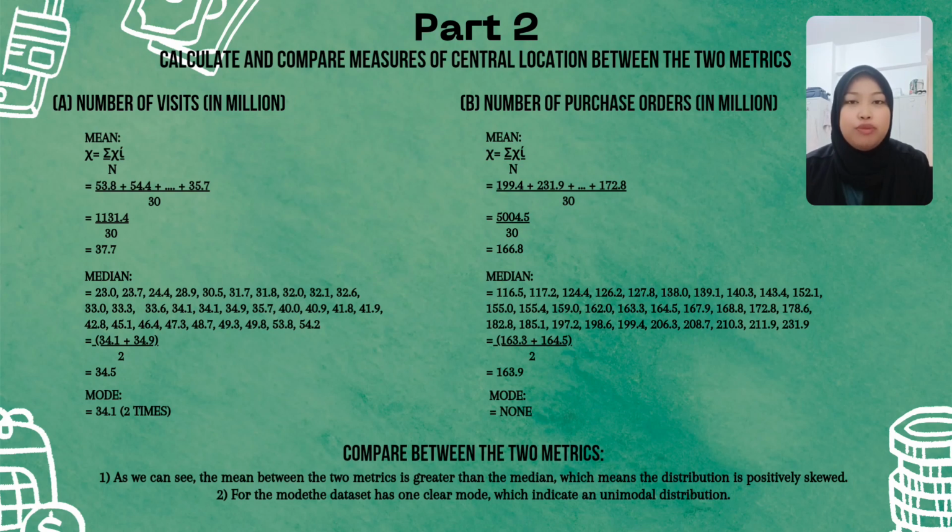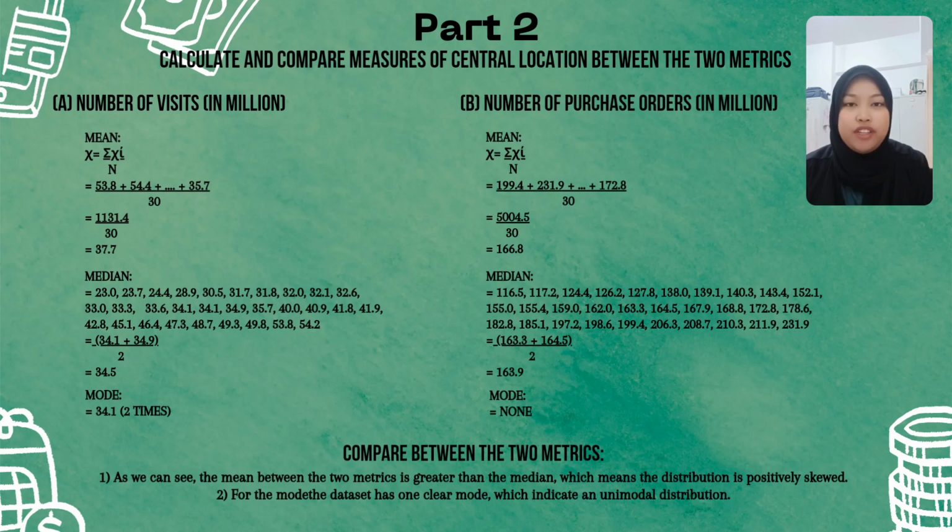Today I will present the answer for part 2, which is calculate and compare measures of central location between the two metrics. First, before we can compare, we must find the mean, median and mode.